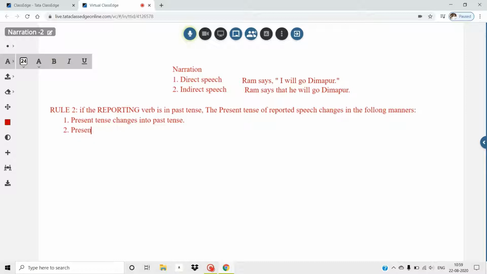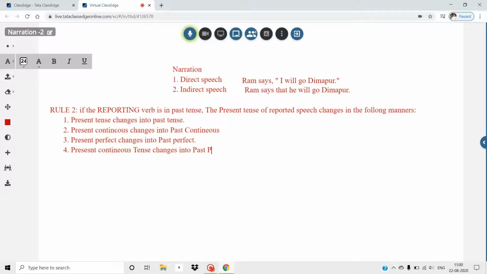Second, present continuous changes into past continuous, and third, present perfect changes into past perfect. And lastly, present perfect continuous tense changes into past perfect continuous.